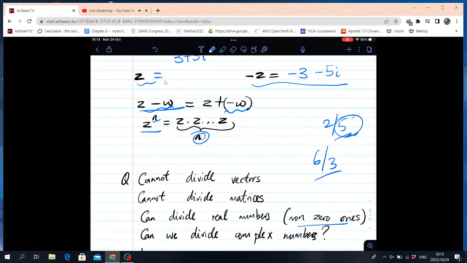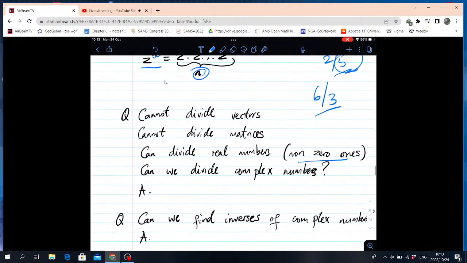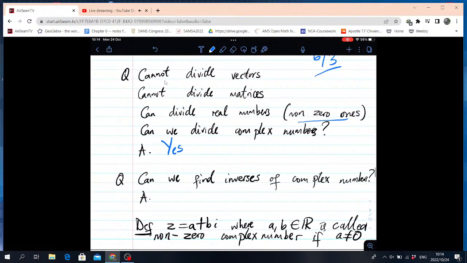Then the question is, can we divide complex numbers? And the answer is yes, we can. And that is going to be part of what we are going to look at. And the next question is, can we also find inverses of complex numbers? And again, the answer is yes, because once you can divide, you can think of how to find inverses of complex numbers.